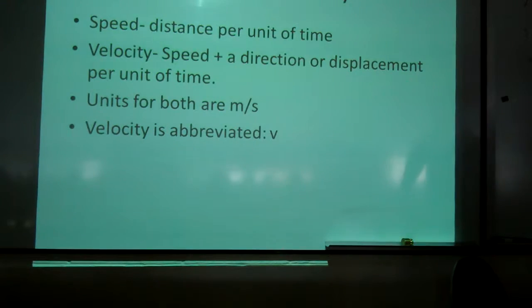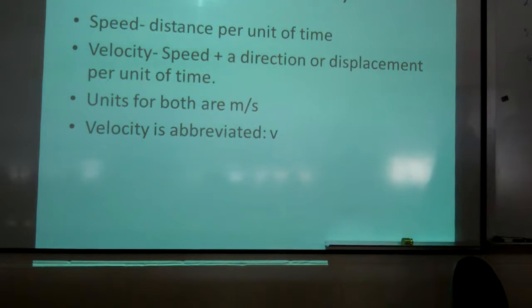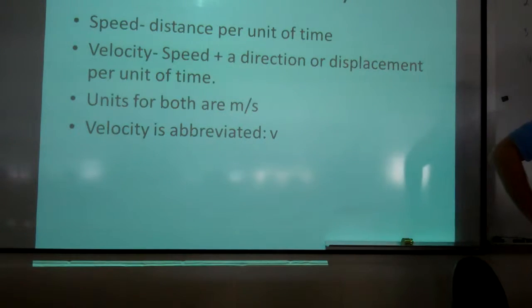Alright, speed versus velocity. Speed is distance per unit of time. Velocity is speed plus a direction, or displacement per unit of time. So speed is just how fast you're going. Velocity is how fast you're going in a certain direction. So for velocity, you're going to need a direction. A lot of times they're used interchangeably in problems. In a straight line problem, if you're going 5 meters per second, the direction doesn't really matter as long as you're not changing direction. So you can kind of use them interchangeably, but know what the difference between them is. Units for both are meters per second, and velocity is abbreviated with a lowercase v. Everybody okay with that?